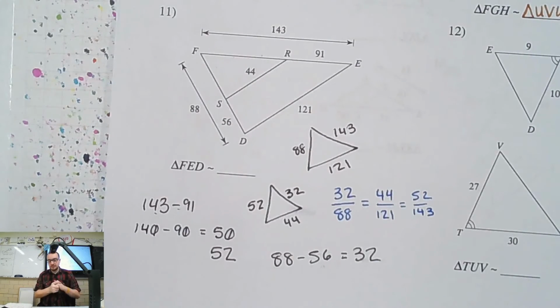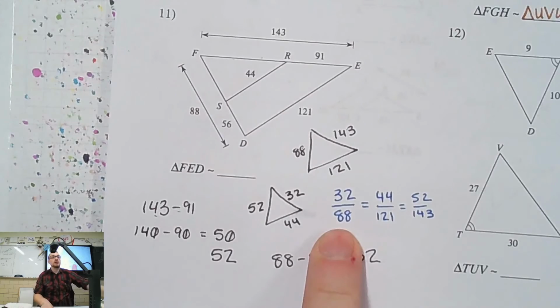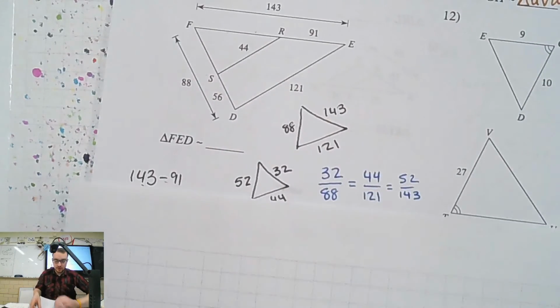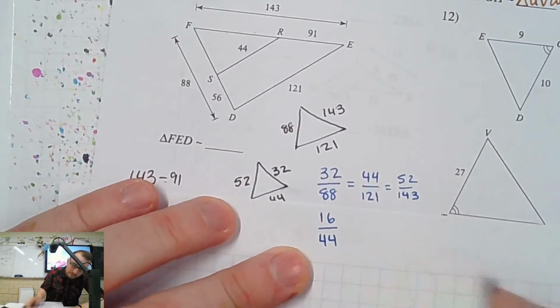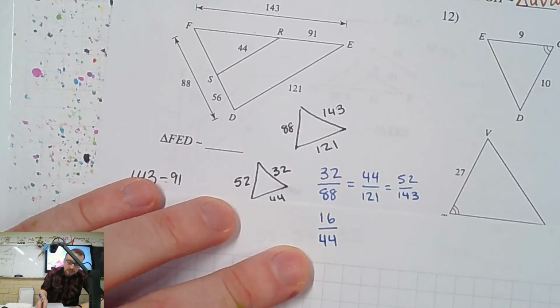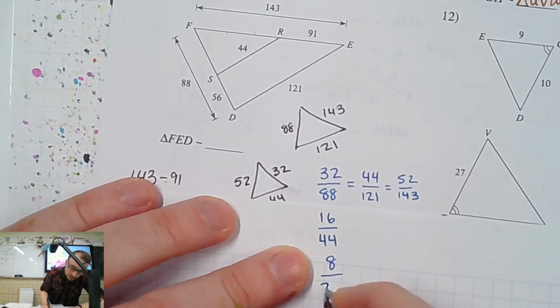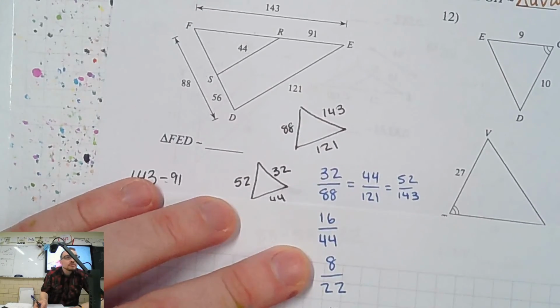How would you solve a problem like this? Well, if you're not sure, Alex, yeah? Divide 32 by 2. Okay. So Alex is doing what I would do. I'd go for the smallest one and try and simplify that. So we're going to simplify that down, divide by 2. We get 16 over 44. Can we keep going? Yep, divide by 2 again. We get 8 over 22. Divide by 2 again. 4 over 11. Now we're done, right?